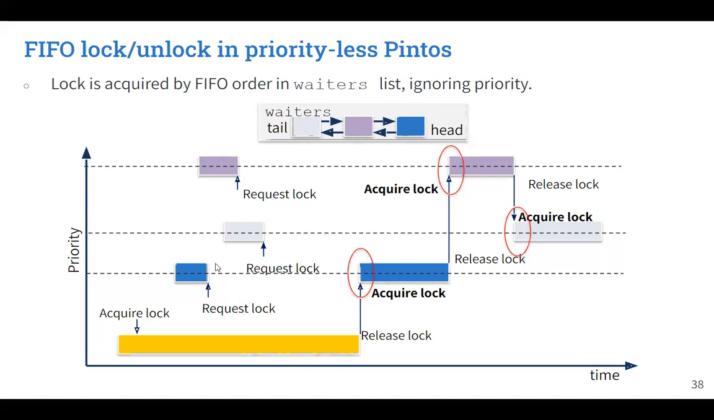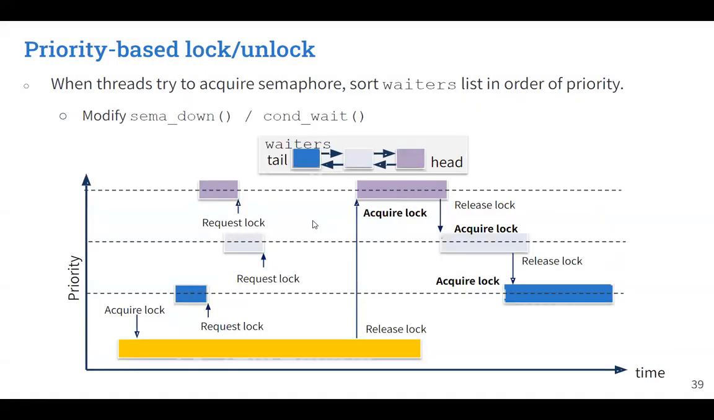If it's FIFO, then the thread that requested the lock first will be woken up first. It will get the lock first, regardless of priority. So although this purple thread here has the highest priority, it would get the lock actually after this blue thread, which has lower priority. So we do not want that. So we want to make this priority based.